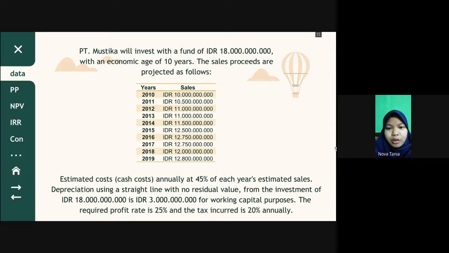Estimated cash cost annually is 45% of each year's estimated sales. Depreciation uses straight line with no residual value from the investment of 18 billion rupiah. 3 billion rupiah is for working capital purposes. The required profit rate is 25% and the tax incurred is 20% annually.